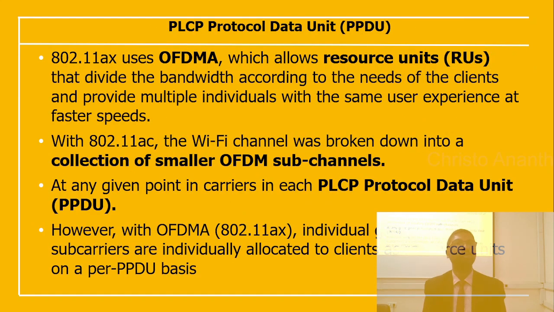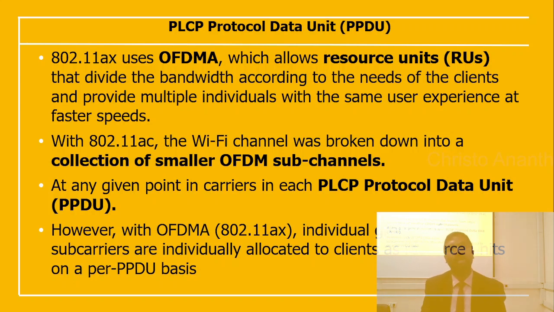So 802.11ax uses OFDMA, orthogonal frequency division multiple access, which allows RUs, resource units, to divide the bandwidth according to the needs of the client. For example, if you want more, we will allocate more. If you want less, I will allocate very little. So it also provides multiple individuals with the same user experience at the same faster speed.